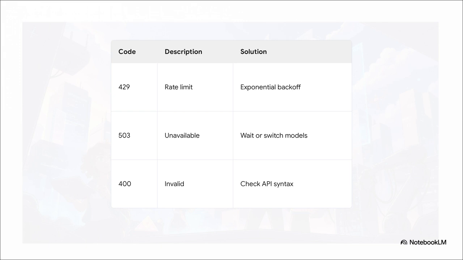When you hit scale, you will inevitably see these back-end error codes. If you get a 429 resource exhausted, you've hit your rate limit. The solution? Implement an exponential back-off strategy with jitter in your code, meaning your application automatically pauses and retries at random, increasing intervals so it doesn't just continuously hammer and overwhelm the server. A 503 means the service is temporarily overloaded. You might want to temporarily fail over to a faster, lighter model like Gemini 1.5 Flash. And a 400 invalid argument simply means your request is malformed, so you need to double-check your API syntax.